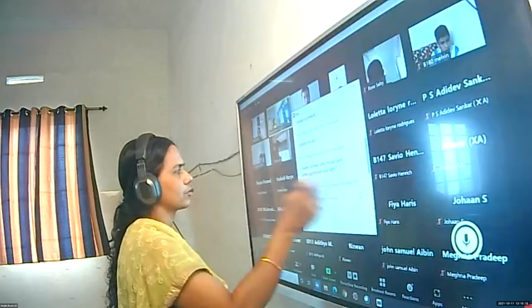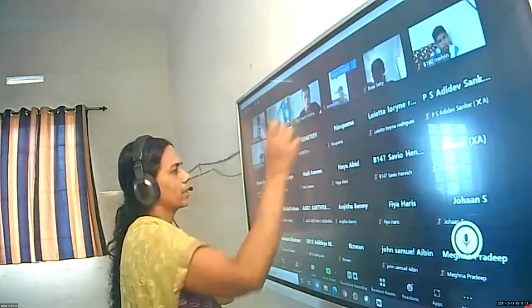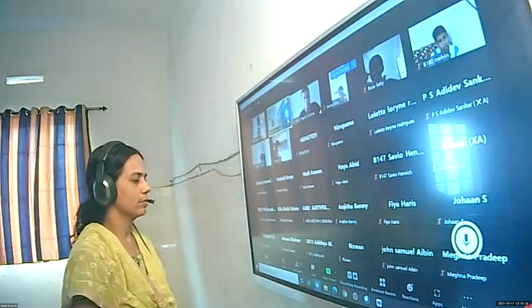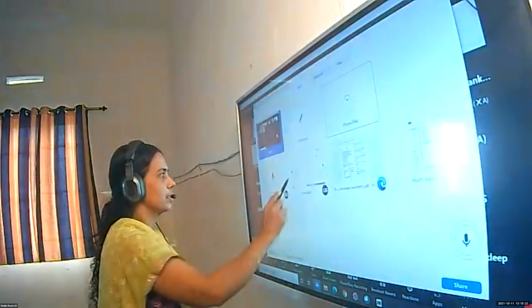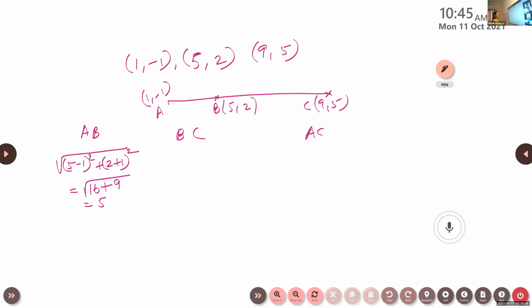No, it's not like that, Vishnupriya. Collinear means there is no need to have the same coordinates. If the line is parallel to the x-axis or y-axis, you will get the same x coordinate or the same y coordinate. Suppose the line is coming like this, then the x coordinate and y coordinate will be different. Whether you are able to join them, that is what you have to think.